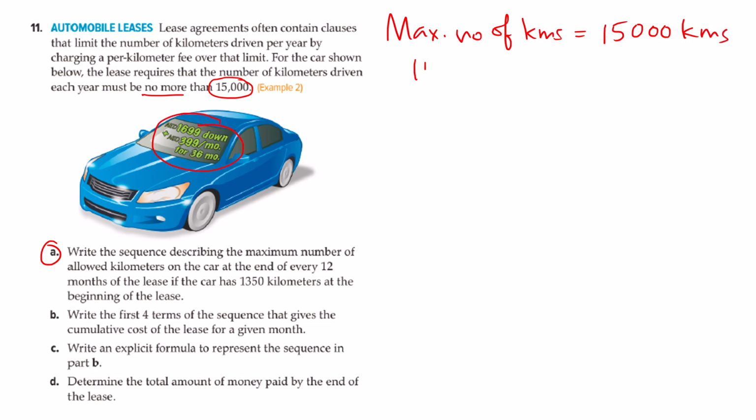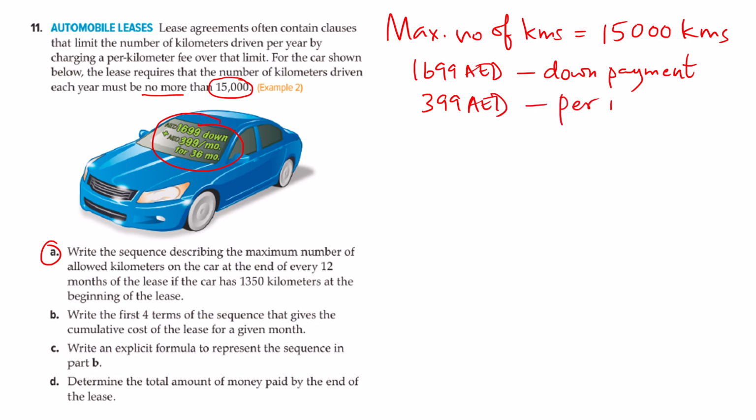Now there are some terms and conditions written on the top of the car. Let's see. There is 1699 AD of down payment. Down payment means it's like a flash payment. Then 399 AD you pay per month. You pay this per month for another 36 months. So can I say the lease is for a period of 3 years maximum?